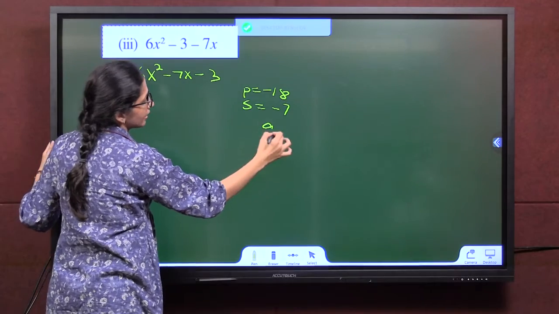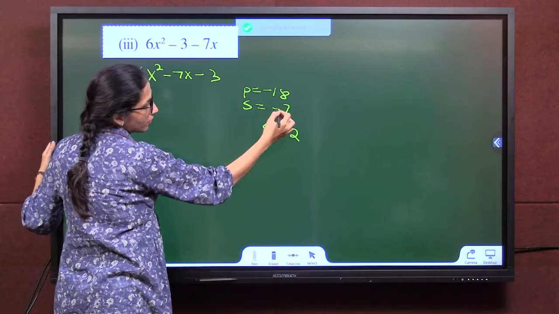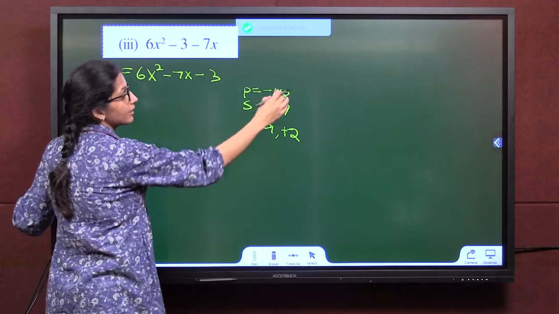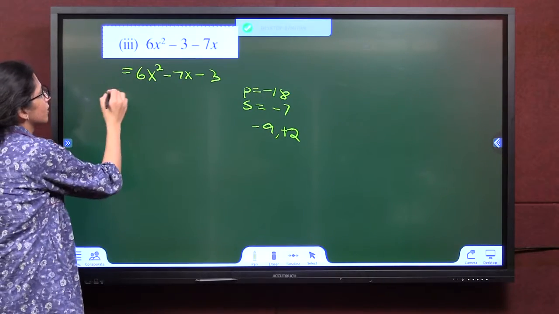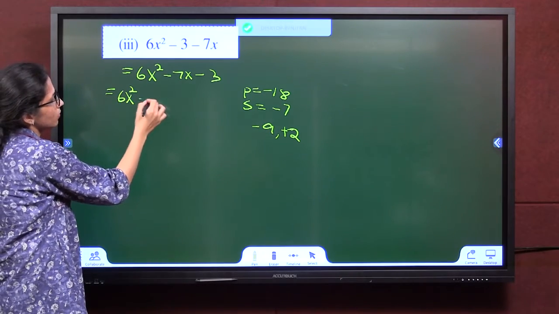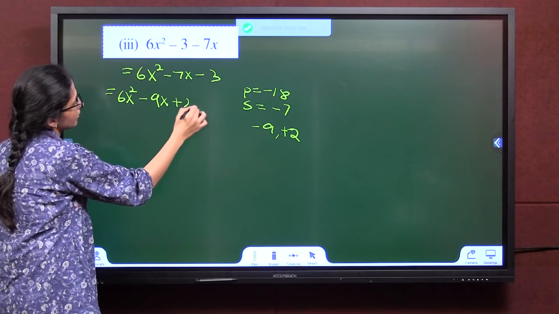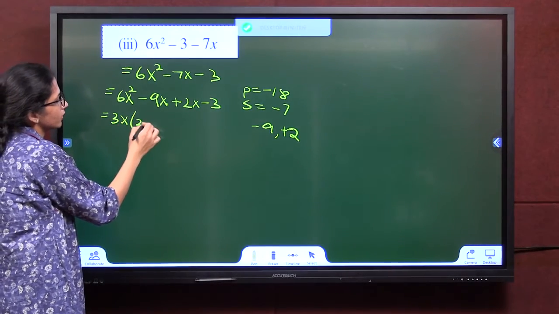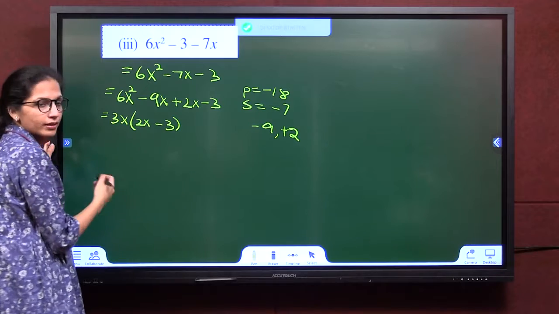9 2s are 18, 9 minus 2 is 7. But I want minus 7. So minus 9 plus 2 is minus 7. Minus 9 into plus 2 is minus 18. So continue factorizing this. 6x square minus 9x plus 2x minus 3. 3x is common. You're left with 2x minus 3. How?